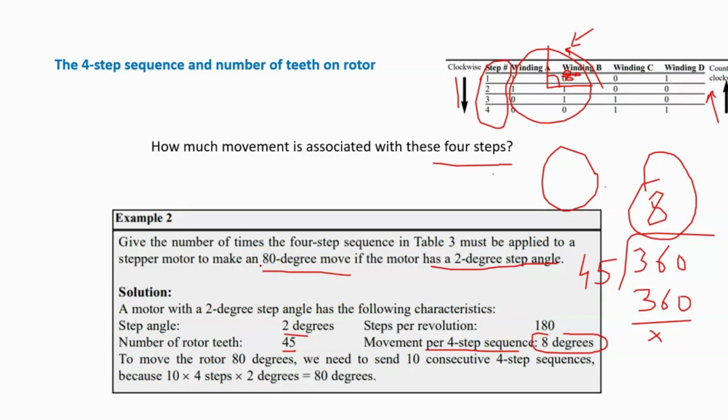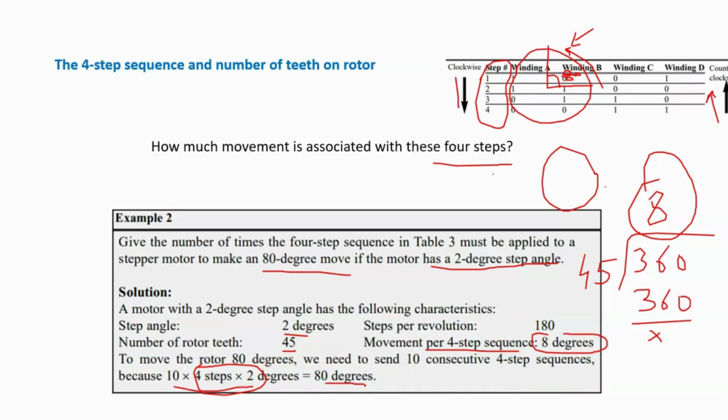We can infer that to move for 80 degree, we will have to do this process 10 times, because one time it moved 8 degree, and if we apply this process 10 times, then 10 into 8, this overall 8 factor according to this step. So 80 degree movement will be achieved.